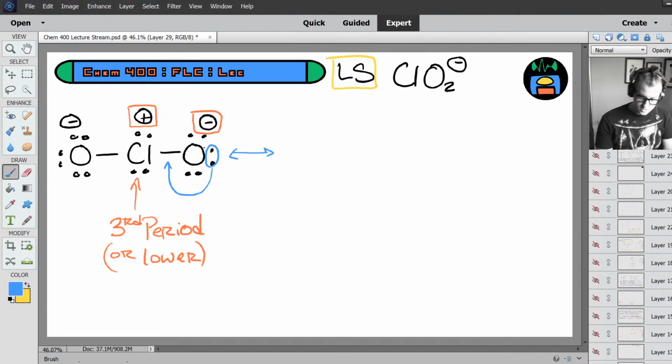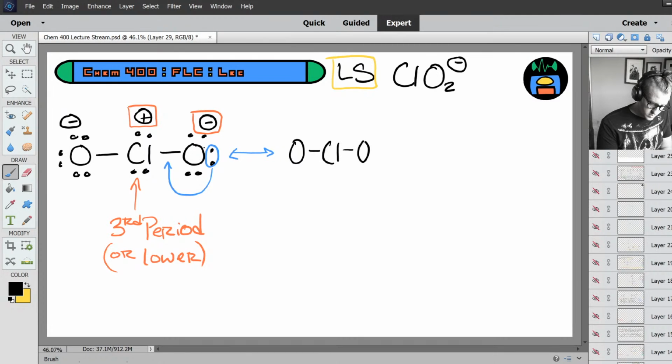Now, I want to pause for a minute here. Well, actually, hang on before I do that, let me draw that structure. So this oxygen's unaffected. We haven't messed with its electrons, so it'll have the same formal charge.